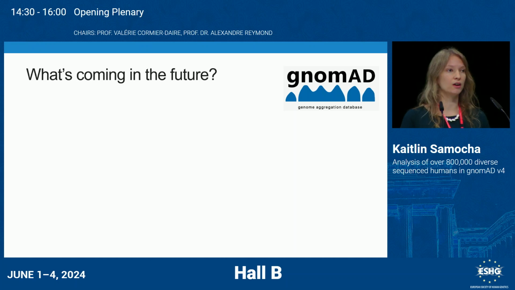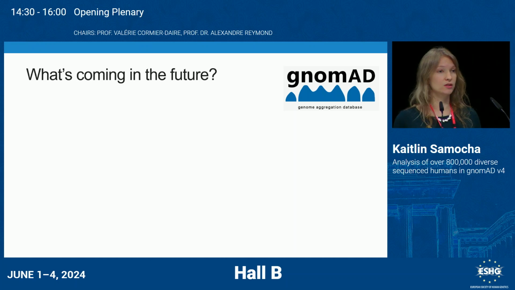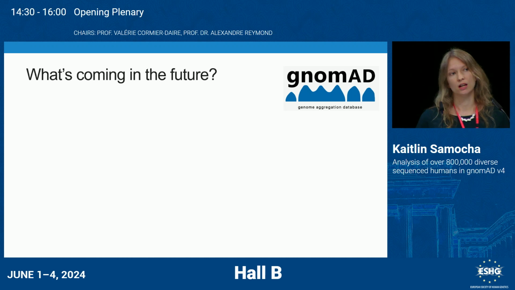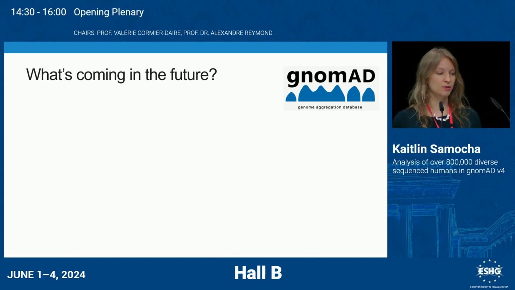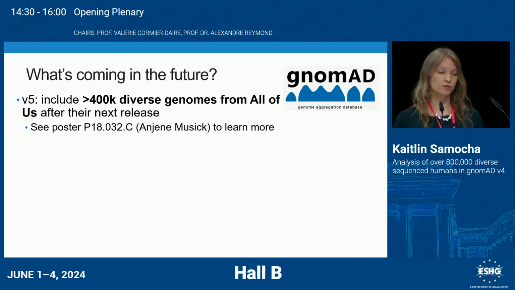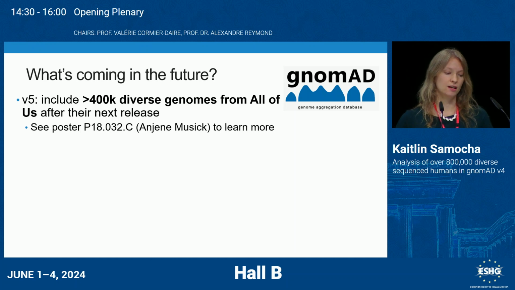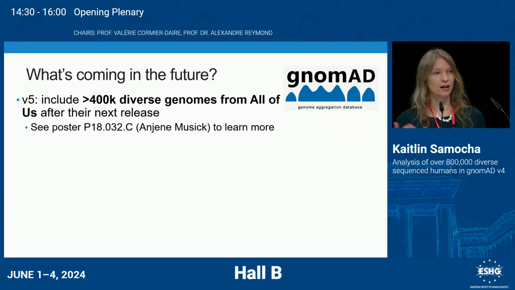But what's coming in the future? I've mentioned a few features. We know that there are more features that were in V2 that need to be updated, such as variant co-occurrence, so some statistical phasing work, and our regional missense constraint metric, but we're always focused on bringing more samples. So I mentioned earlier that we understand that gnomAD could do a better job of representation, so our V5 data set is going to be focused on including the over 400,000 diverse genomes coming from the All of Us next release. And Angie has a poster on the All of Us data set and all of the fabulous stuff they have in it, which I believe is on Monday. So All of Us itself, their release, I believe, is going to come out in the next year, and then we will quickly incorporate it. So we've already started conversations.